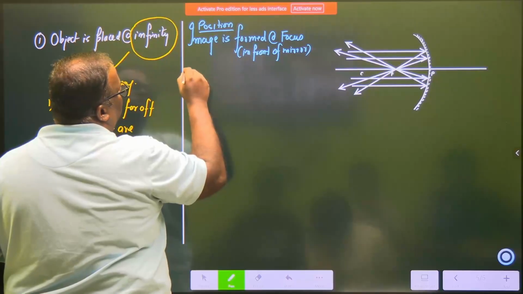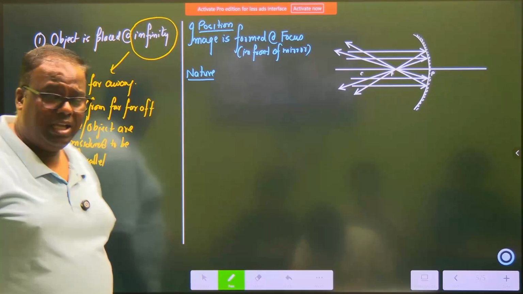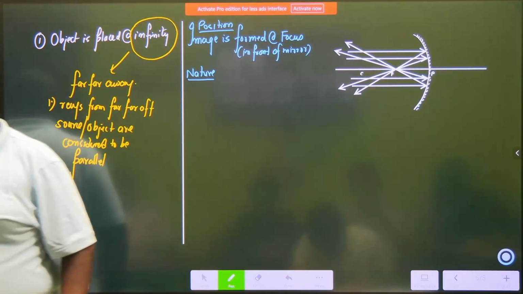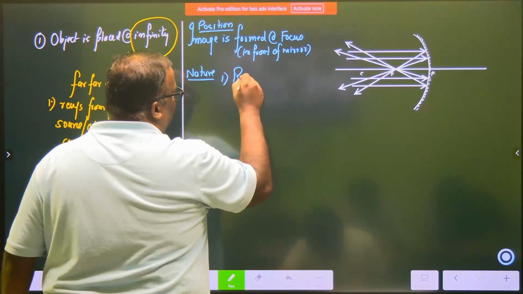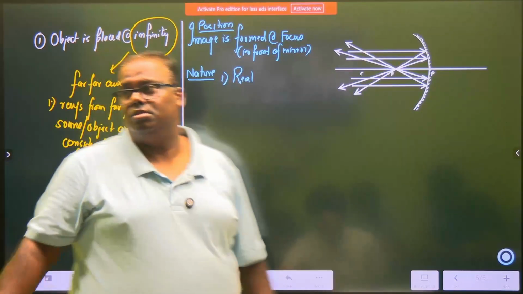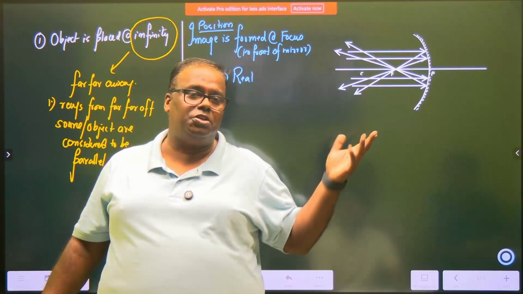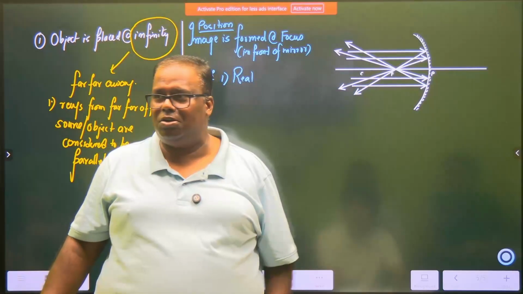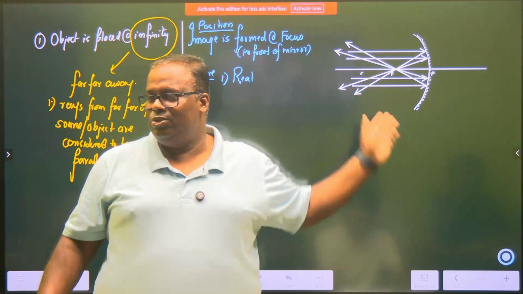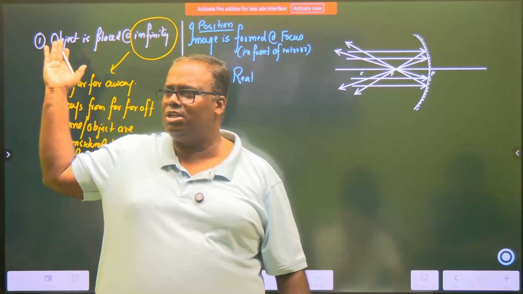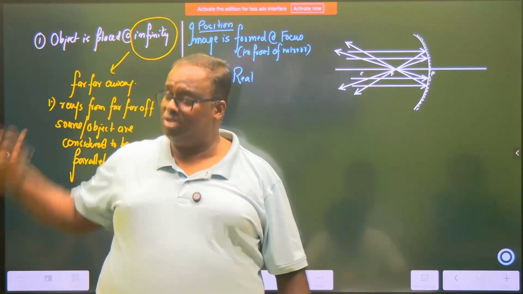Now I have to talk about nature. Did the rays actually intersect? Yes, they did. So my nature is real. Erect or inverted? Inverted, because in school, ma'am has taught us, in the textbook it is written. How do you know inverted or not? I don't see any inverted image out here. Did you at least see the image? Object? No, the object was far away. How do you know this is inverted? You don't know. The object was far away.